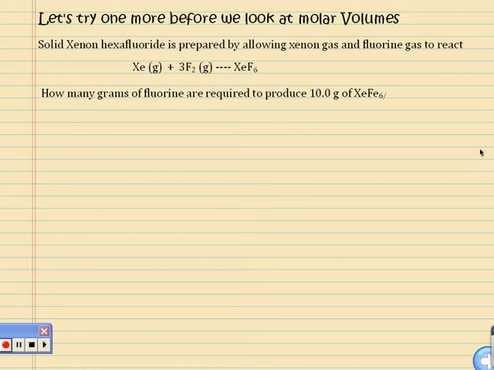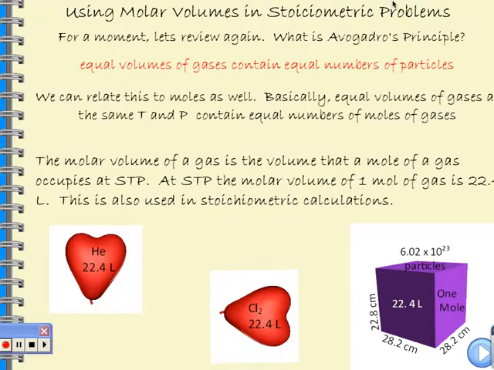Okay, one more listening check. You have a solid, xenon hexafluoride, XeF6. It's prepared by allowing the xenon gas and fluorine gas to react normally. So if we have 10 grams of that xenon hexafluoride, how many grams of fluorine are used? One more listening check. Okay, let's move on to molar volumes and stoichiometric problems.